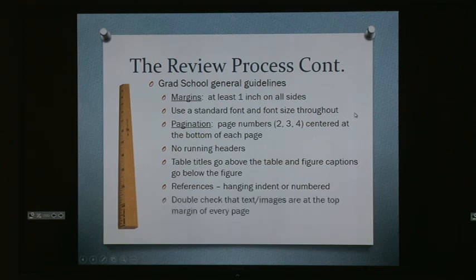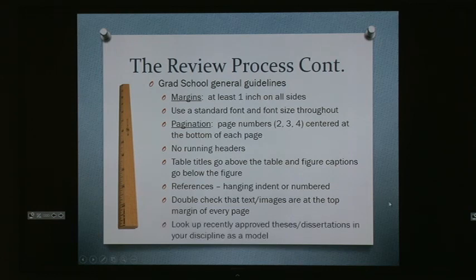Double check that text and images are at the top margin of every page. This is not as easy to do in a Word document because even though you can page down, it's still kind of scrolly. If you have it in the PDF, it's easier to page, and you can see if something jumps down or not. So check that top margin on each page. You've been copying and pasting and inserting and doing all kinds of fun things. Things can get out of alignment there.